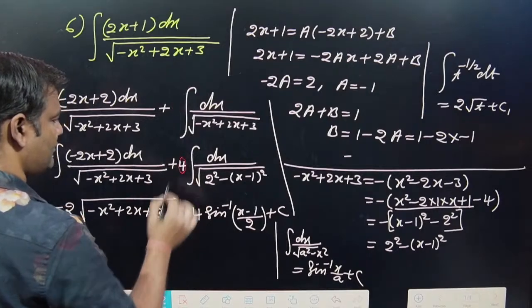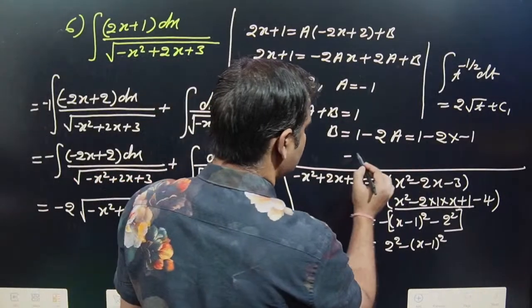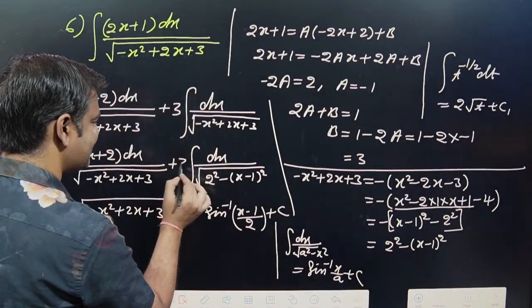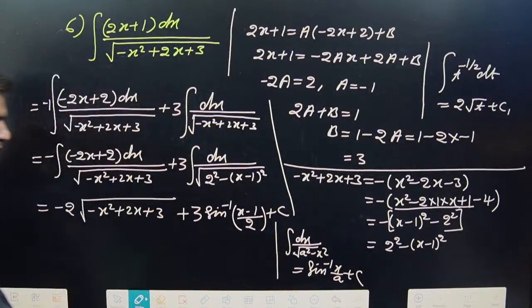Here 4, here 4, here 3. Basically here plus 3. So written plus 3. Silly mistake. Okay. So make it.